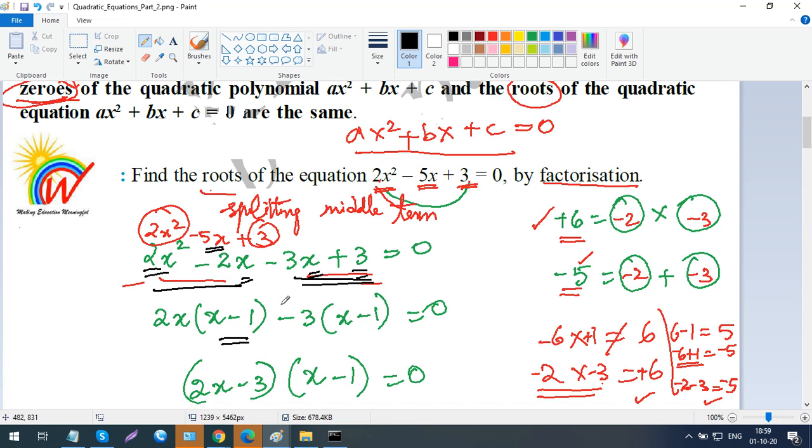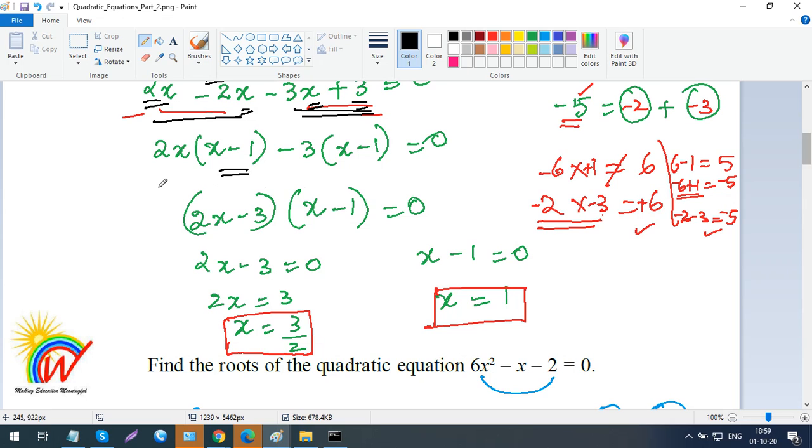So all these things you have learned in your 9th standard. It's just a revision again, okay? So now you write that 2x minus 3 inside the bracket and x minus 1 inside the bracket. So now, how do you find the root? After this, in your 9th standard you would have learned till here how to factorize. Now after this, what you do is you take the first term, 2x minus 3 is equal to 0, and then take the second term, x minus 1 is equal to 0.